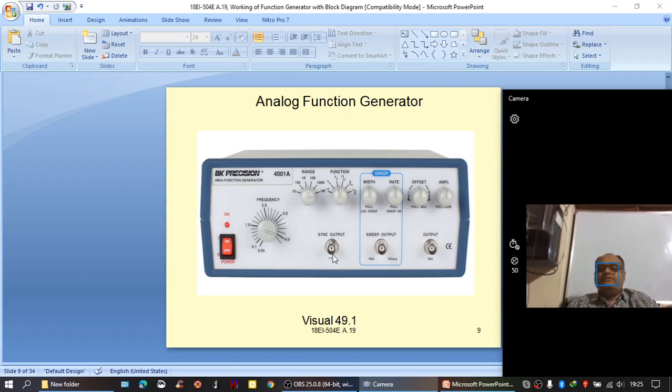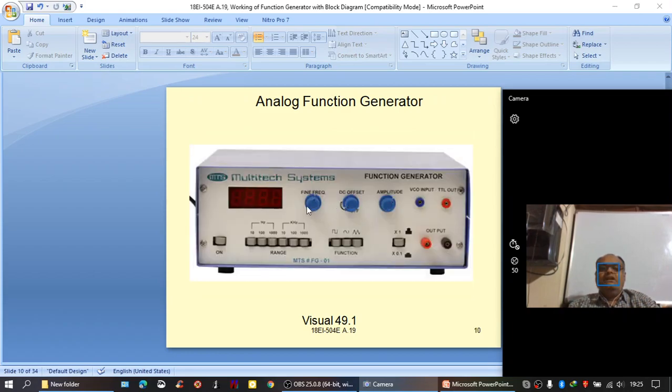That is for the purpose of phase locking. And apart from that, power turn on and turn off switch and power indicator. This is another instrument, from Multi-Tech Systems, this is what we use in our laboratories. All push button type of switches are available here.